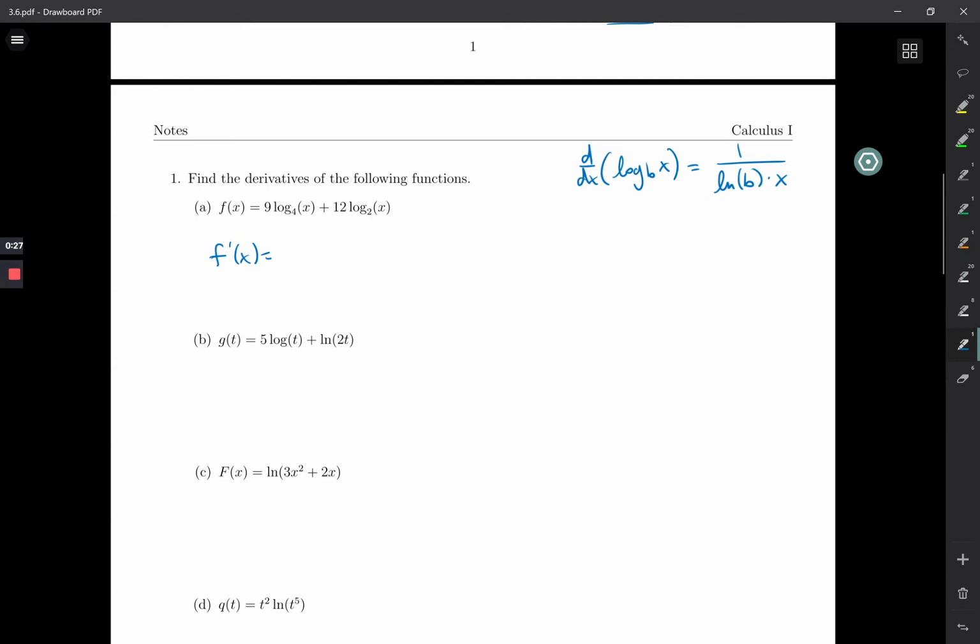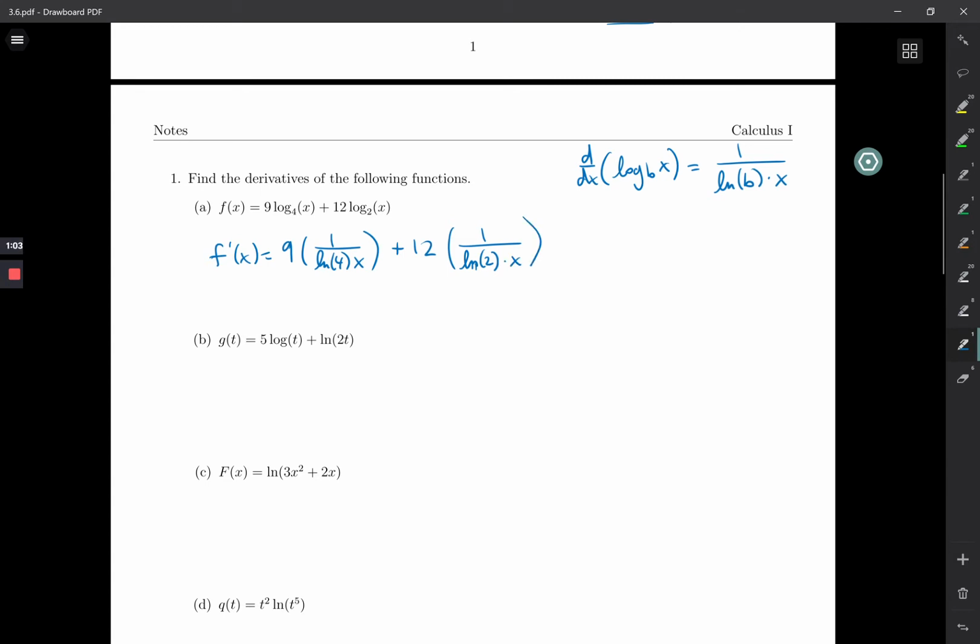So first off, we have 9 times the derivative of log base 4 of x, so we just directly apply the formula, and that will give us 1 over natural log of 4 times x, and that's the derivative, right? And then a very similar thing for the next one. So here we have a log base 2, so the only thing that changes is that number that's inside of the natural log. So natural log of 2 times x, right?